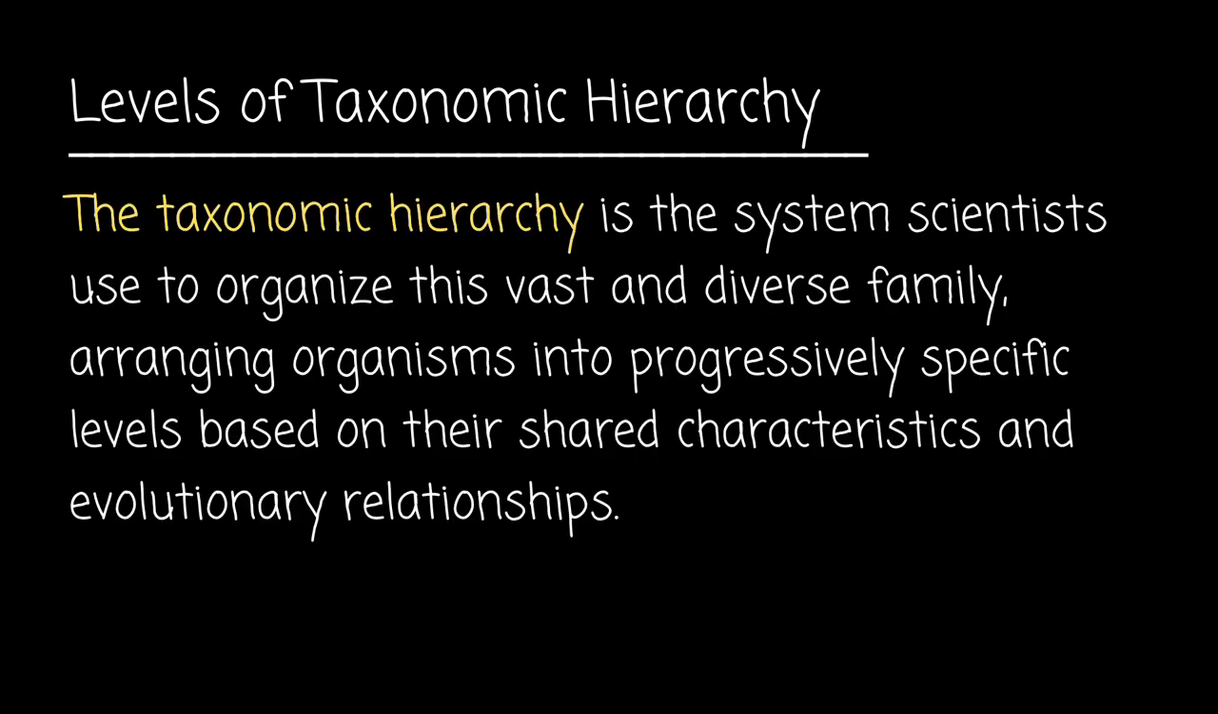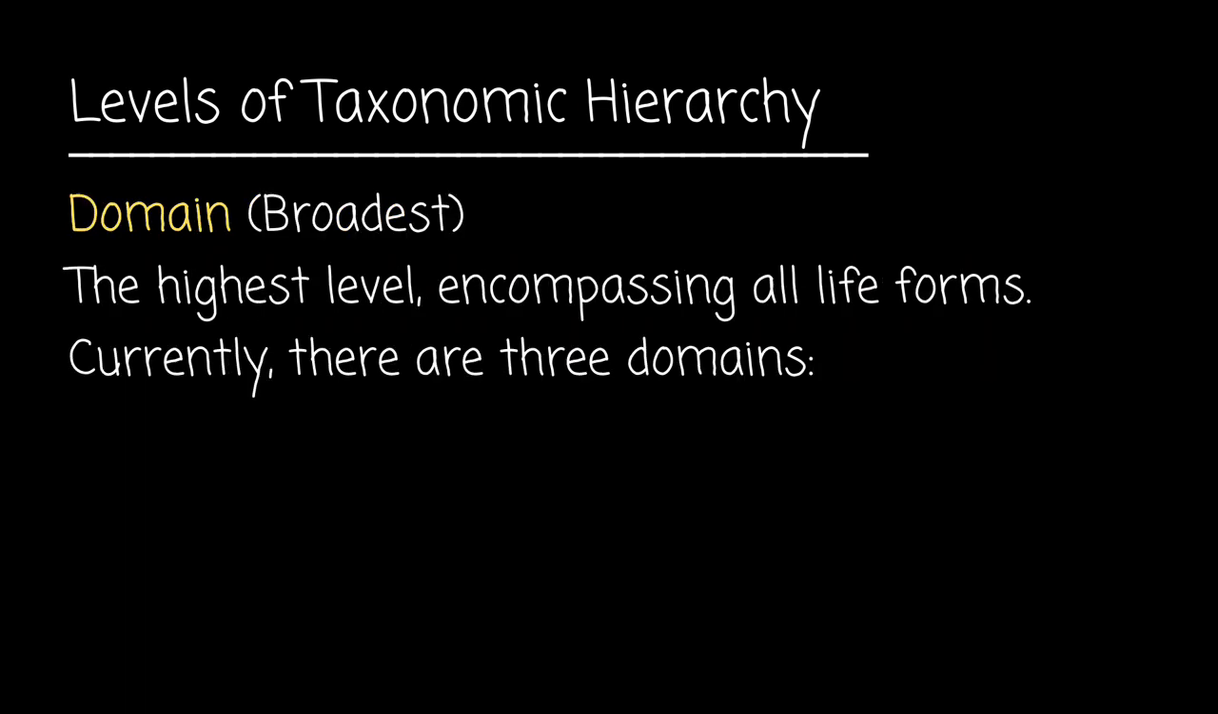Imagine a giant family tree, but instead of relatives, it branches out to encompass all living things on Earth. The taxonomic hierarchy is the system scientists use to organize this vast and diverse family, arranging organisms into progressively specific levels based on their shared characteristics and evolutionary relationships. Here's a breakdown of the major levels, from broadest to most specific. Starting off, we have domain, the highest level encompassing all life forms.